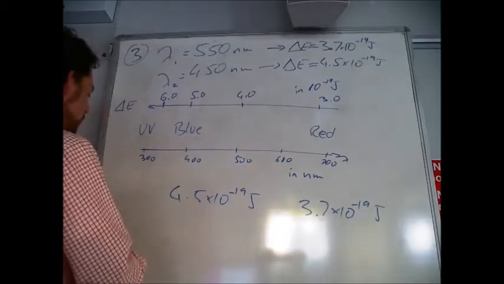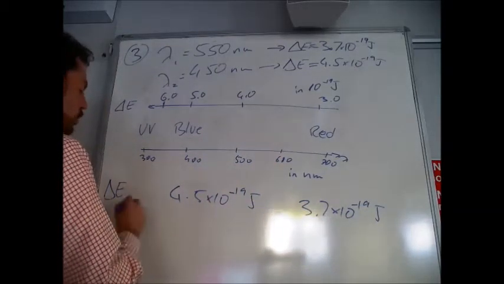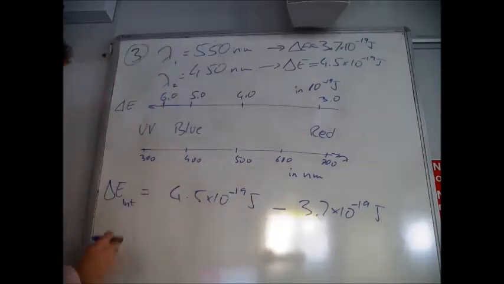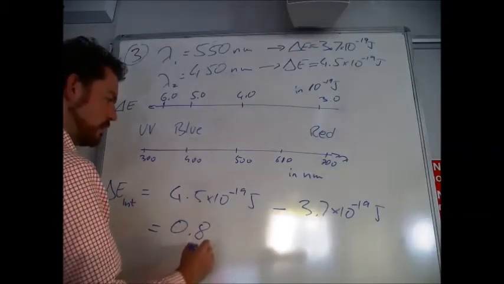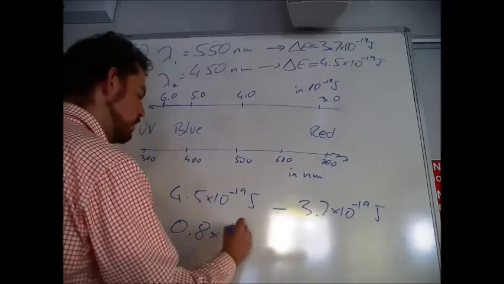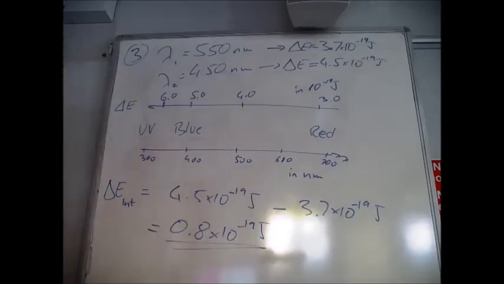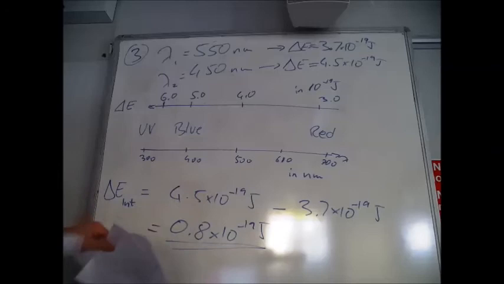So the energy difference that needs to be internally removed through internal conversion is the difference between both. In our case that is around about 0.8 times 10 to the minus 19 joules. So that's the amount of internal conversion that needs to be either radiated away at much lower wavelengths or just distributed throughout the molecular lattice in intermolecular atomic vibrations.